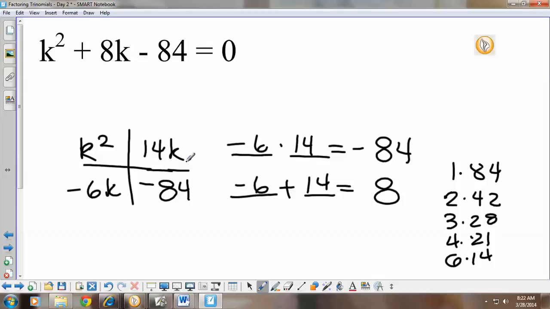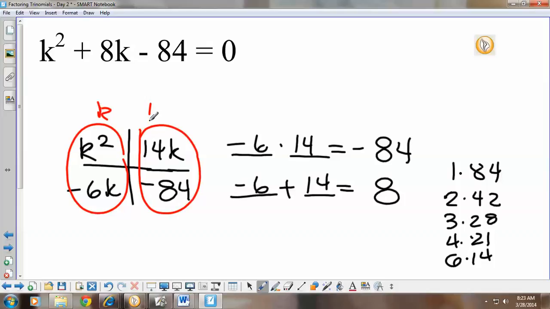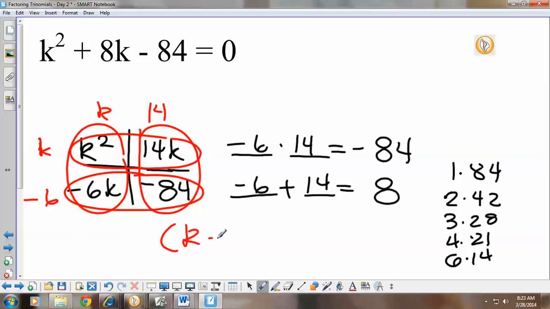Now factor each row and column. In the first column, what's our GCF? How about the second column? 14. First row. Okay. Second row. Okay. So our factored form is k plus 14 times k minus 6 equals 0. That's still part of our equation, isn't it? Equals 0. I'm not just factoring. What are they wanting me to do? Solve. Can you solve this? Yes, we should be able to. We did this the other day.